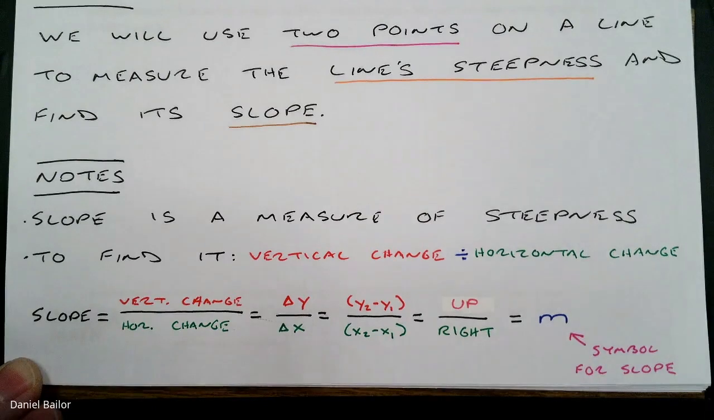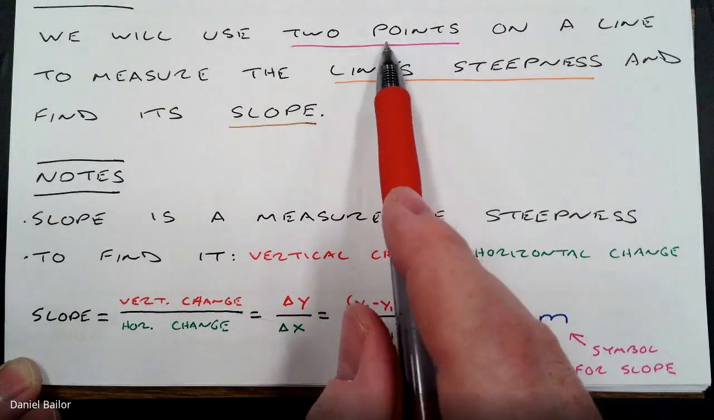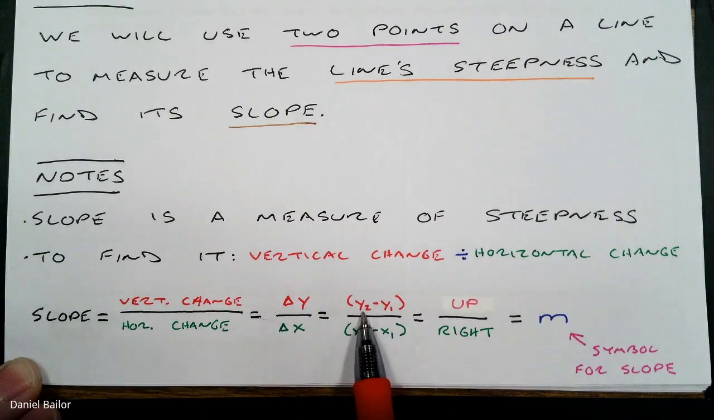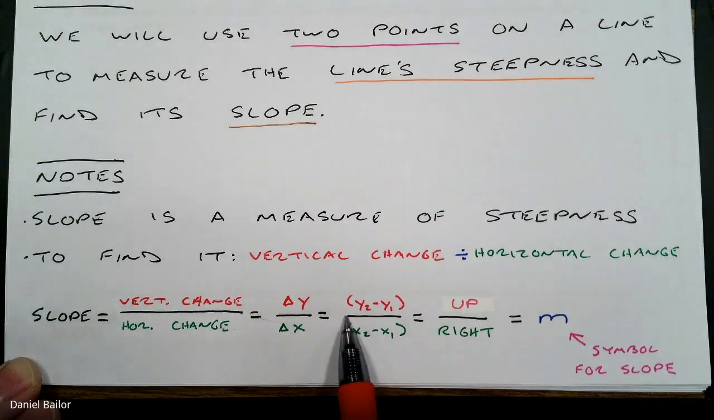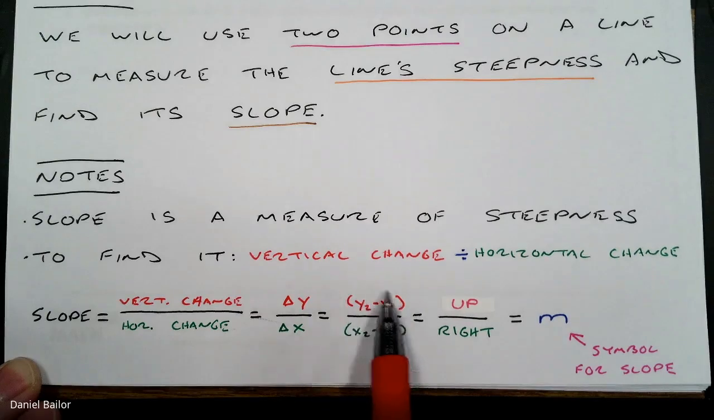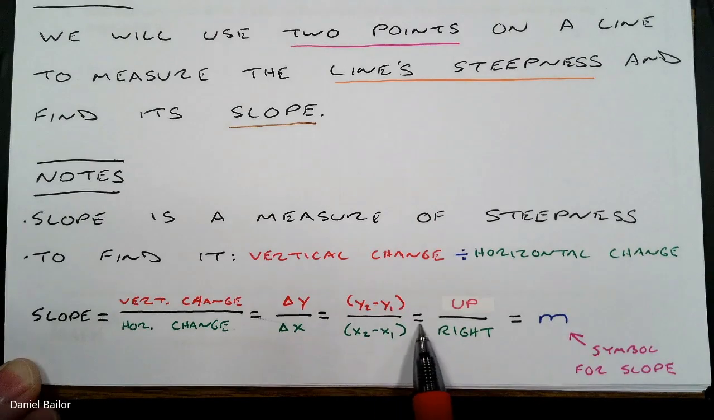You can also write it like this. Remember, we're talking about 2 points. So the y of the second point minus the y of the first coordinate, divided by the x in the second coordinate minus the x in the first coordinate. So this is another way to find slope: changing the y divided by changing the x. But the simple way, and the way we're going to talk about it today, is just up divided by right.